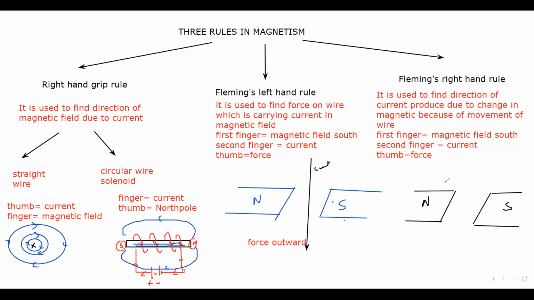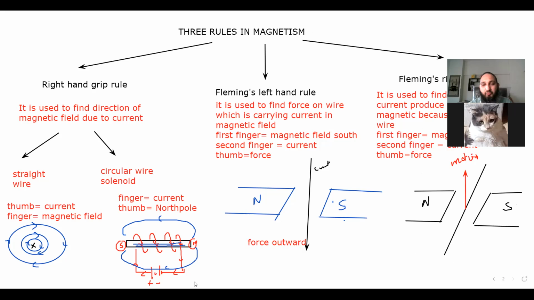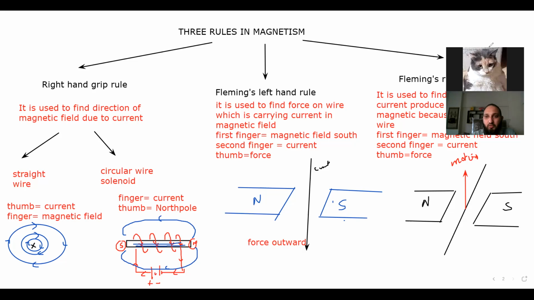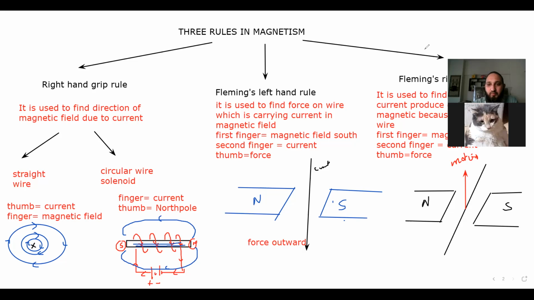So we have north and south, and for example, the wire is there. We don't know the direction because we are finding the direction of induced current. Example, the wire is there and you are moving this wire either upward or downward. Example, we are moving it up. So that is the motion of the wire. If you want to find the direction of the induced EMF, or the direction in which the current is produced, we will use Fleming's right hand rule.